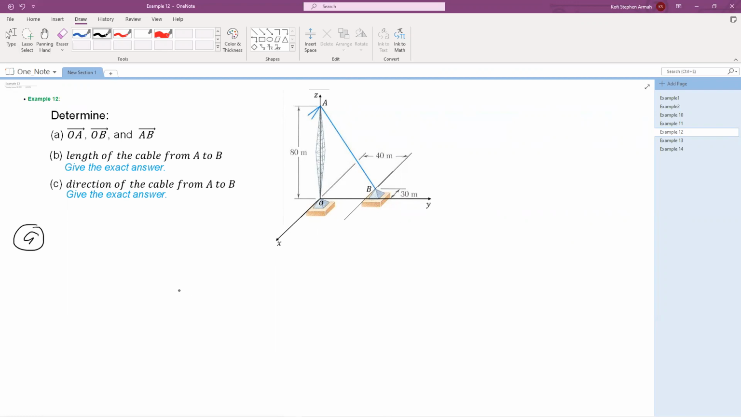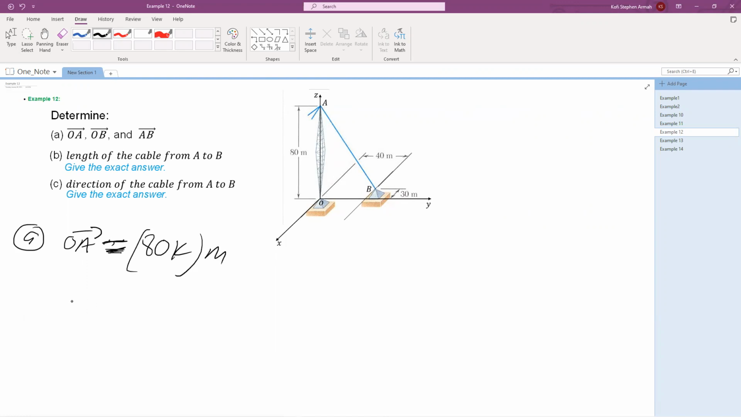So what is OA? Based on the picture, here we are doing displacement. These are displacement vectors. The distance from here to here is 80 meters, and that is the Z direction. So if you go from O to A, you are going in the positive Z. So that will be 80K. Let me put this one then in meters.